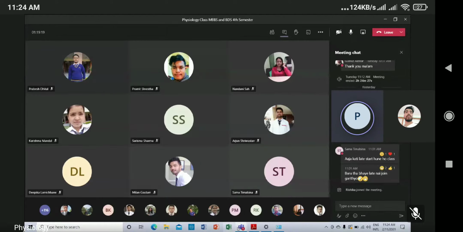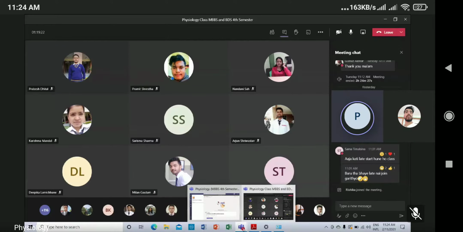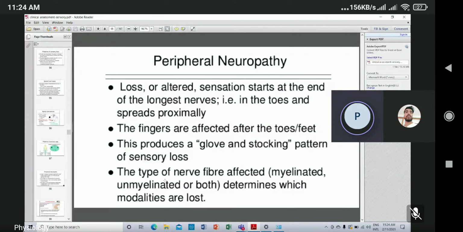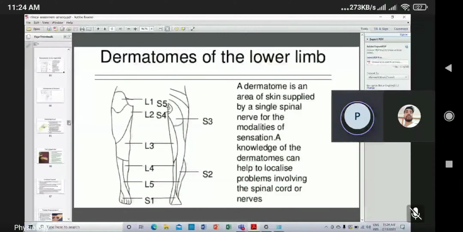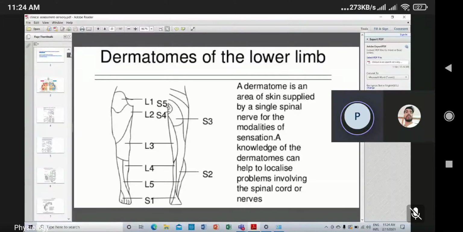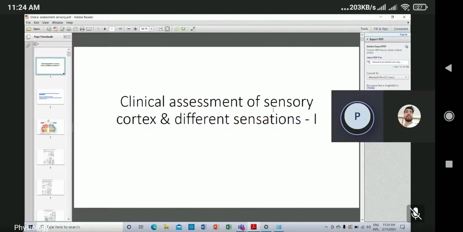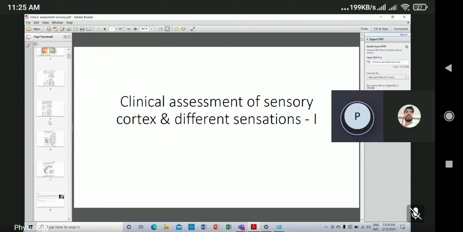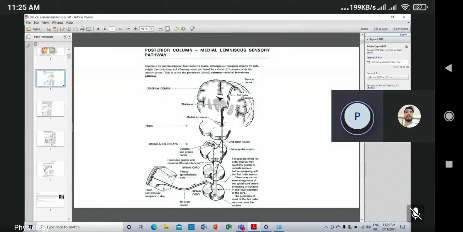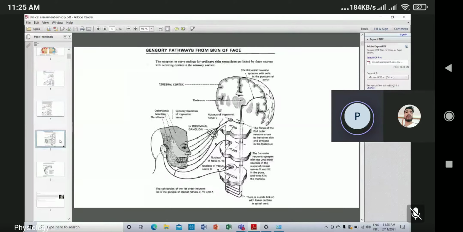So I was talking to you about the conclusion of the class that we had for 2 days. Thank you for listening so patiently. The main conclusion of this entire chapter about the somatosensory system assessment, the clinical assessment of sensory cortex and different sensations, is that we have to know what are the tracts that carry the impulses. Which sensation is carried by which tract? That is the first and foremost.